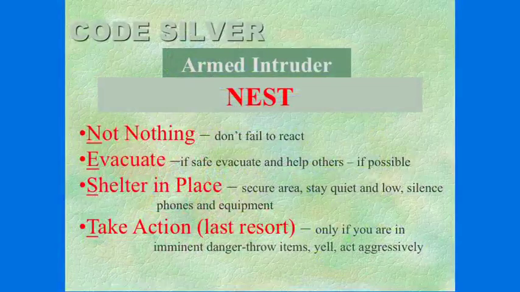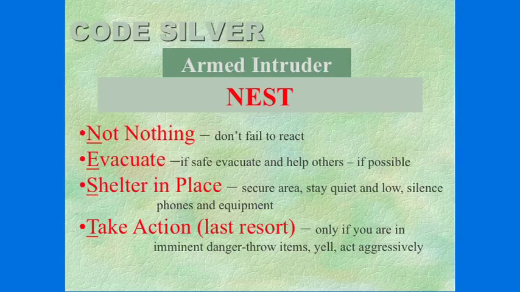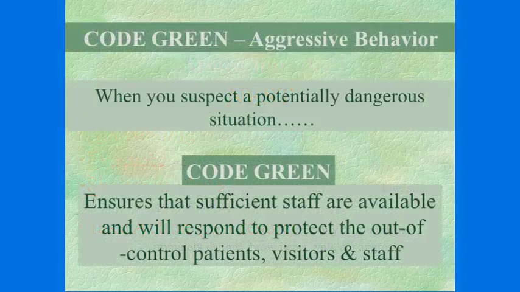Okay, so first and foremost, you're going to not fail to react. So the N stands for not nothing. You're going to evacuate. If it's safe, evacuate and help others. If you can't evacuate, you're going to shelter in place. So you're going to secure the area, stay quiet and low, silence phones and equipment. And the last resort is going to be to take action. Again, this is the NEST acronym. Only if you're in imminent danger are you going to take action, okay? That's for an armed intruder or a hostage situation, code silver, okay?